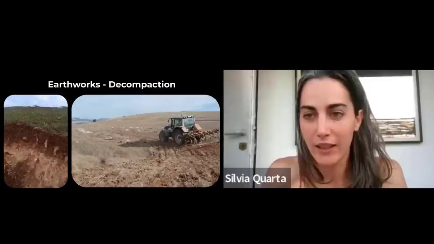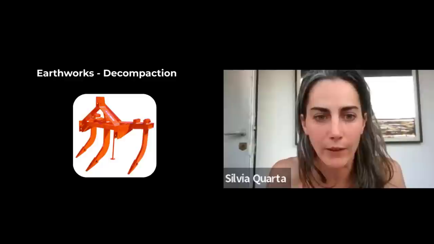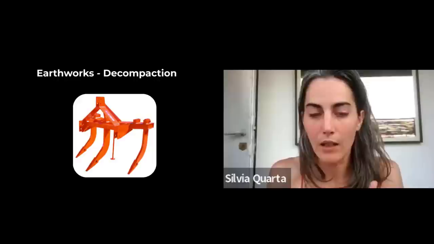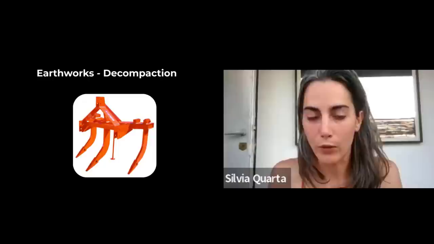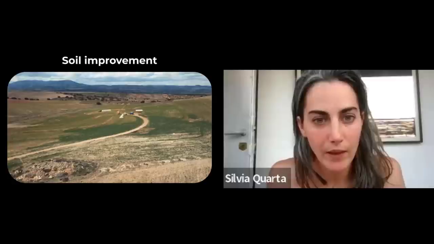We used a subsoiler. If you go further, I think you see a better picture of how the machine looks like. Yeah. So it's basically blades that cut through the soil. So instead of turning the soil like a plow does, they just create pathways for water and air and roots to infiltrate deeper into the ground. So you're slowly creating a deeper ground for roots and soil life. We can go to the next.